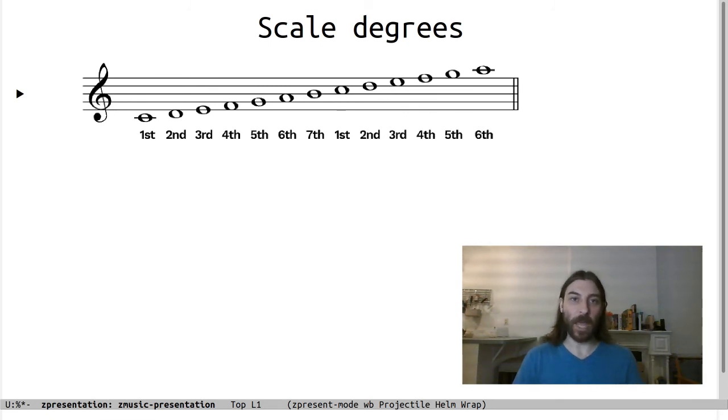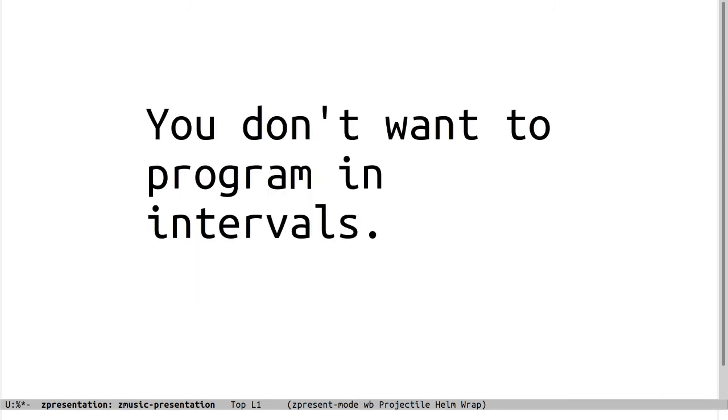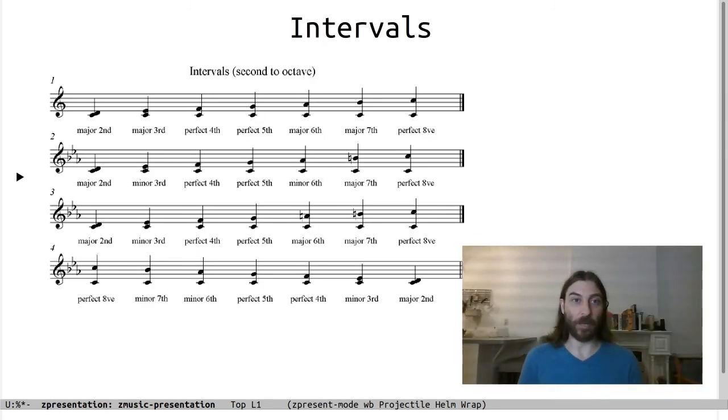So I looked again and I found intervals. And then I thought about it, and you don't really want to program in intervals either. It fixes some of the problems with scale degrees. You see, all the way on the right, you have an octave. So you wrap to 8 and you go 9, 10, and that works. But you still have the same problem. We have a major third, but below it, we also have a minor third. So you still have that problem of having two pieces of information.